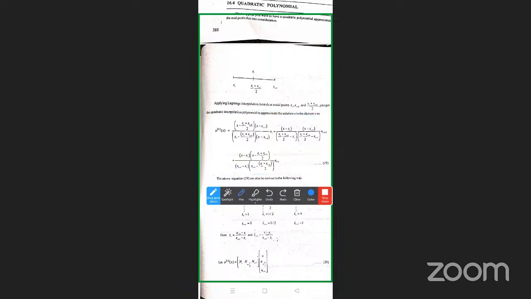Lagrange's interpolation formula is nothing but, for example, x0, x1, x2. We can see unit 3, Lagrange's interpolation formula, finite differences, with corresponding y0, y1, y2. How do we write this formula using Lagrange's interpolation formula? That is x0, x1, x2, y0, y1, y2.